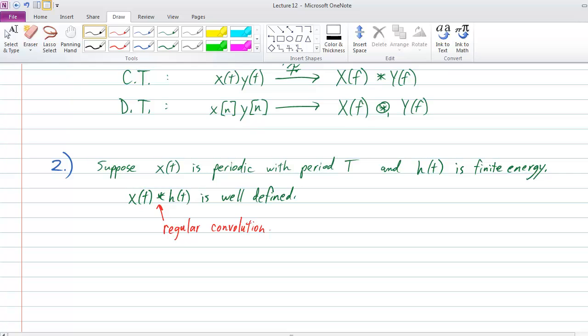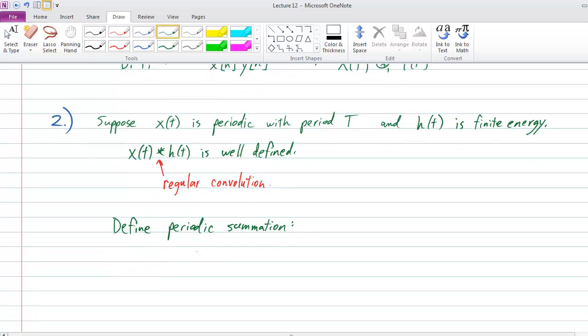However, you'll notice the mathematics works out to be equivalent to the following. Define periodic summation. Let's say the periodic summation of any signal, we'll use capital T as a subscript to represent this, is just an infinite sum of h of t plus kT.